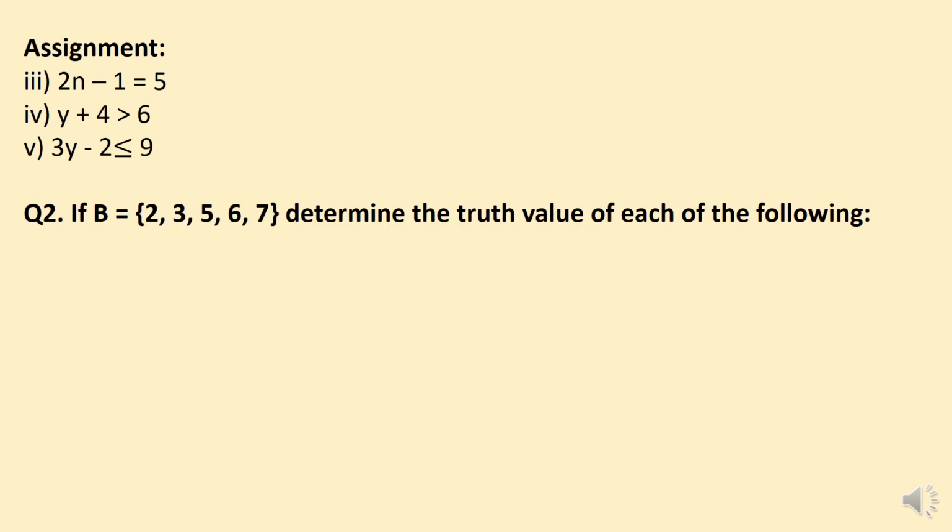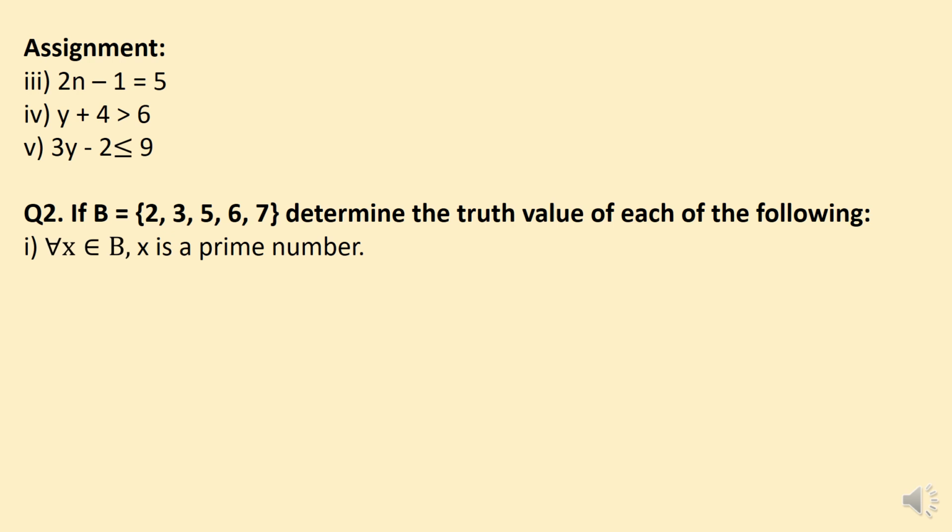Here are some more sums which can be done as assignment. The second type of question, using quantifiers. If B is the set of 2, 3, 5, 6, 7, determine the truth value of each of the following. The first question, try reading it. For all x belongs to B, x is a prime number.